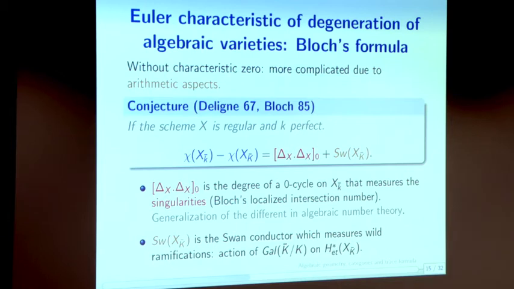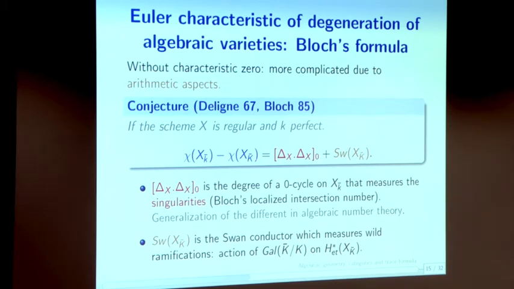And this brown term is the Swan conductor, which measures what is called the wild ramification. It has something to do with the action of the Galois group of the fraction field on the cohomology of the special fiber. And it has something to do with the fact that this group can act by wild monodromy, which is a part of the action that factors through a finite group whose order is divisible by the characteristic of the residue field. So it's something which is typically of arithmetic nature.